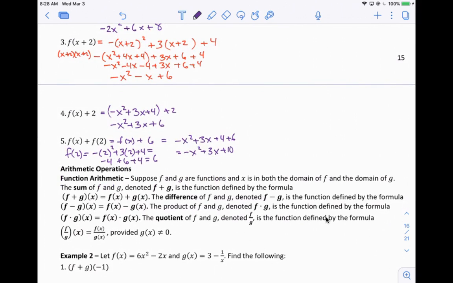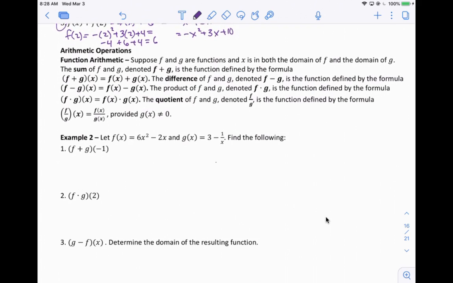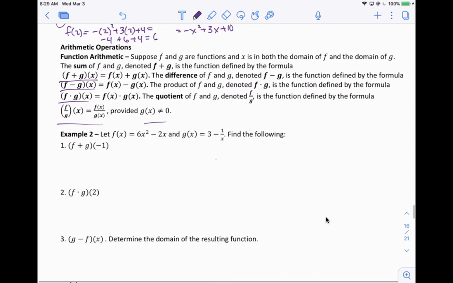But what happens if we kind of bank off this last one and start doing it with functions and other functions? Well, what we get is more of the arithmetic function operation. So function arithmetic takes on its own unique little notation, but it's nothing to be scared about. If you see something like this with an operation in the middle, if you see plus in the middle, it means add the functions. If you see minus in the middle, it means to subtract the functions. If you see a multiplication in the middle, it means to multiply the functions. If you see a divide, you divide the functions. Just make sure your g of x doesn't equal 0. All right, so let's look at these 3 functions here. We've got f plus g of negative 1.